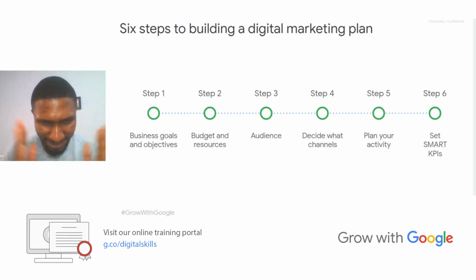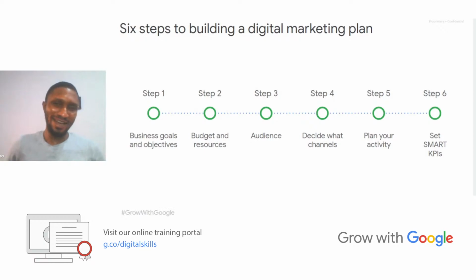Step 2, your budget and resources. Identify or map out that budget of yours and the resources you have available. Step 3, identify your audience. Step 4, decide what channels you are going to be leveraging on. Step 5 is all about planning your activity, and step 6 is all about setting SMART key performance indicators. So these are the 6 steps when it comes to building your digital marketing plan.